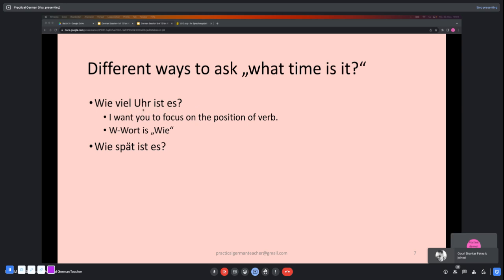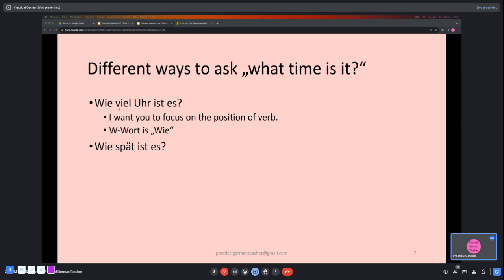Okay, so what is the verb in this question? Ist. Is, right? Is this over here? So it is the second position. Now you will say second position, it is the fourth word. But if you remember, I told you second position does not mean second word, it's just the second part. So "wie viel Uhr" is the main part, like one unit.